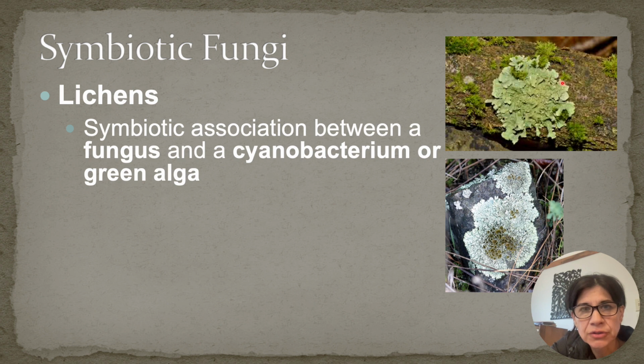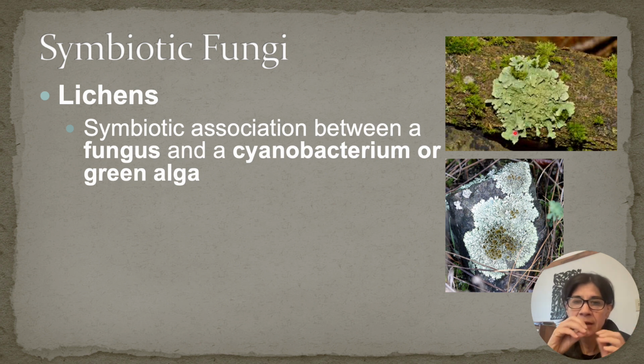Lichens, here's some pictures. So you've probably seen these growing on trunks of trees, or this is a rock here. So lichens are an association between fungi and either cyanobacteria, remember, the bacteria that can photosynthesize and gave oxygen to our earth, or a green algae, a single-celled green algae like a protist. It was thought that it was a mutualistic relationship.